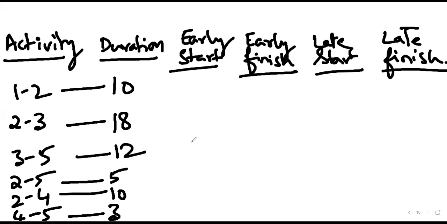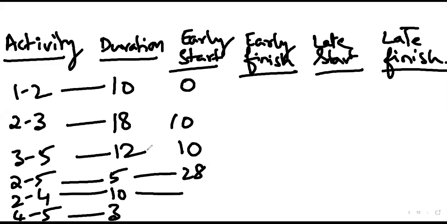So we'll only write the answers and go straight to the interpretation. What is the answer for this early start? Zero. Okay. Next value, 10. Early start for this, 10. Okay. Again 10. Yes. Okay. Next 28. Okay. 22. The last one is 10. I believe everyone is getting the same answer.